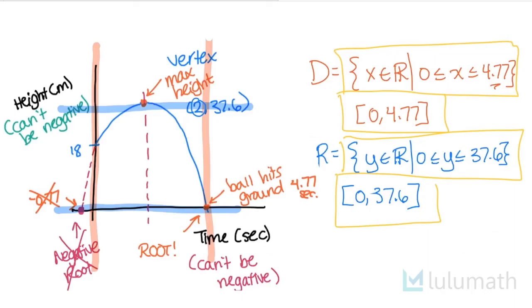Before we end this video, I just want to specify that these restrictions are not just for quadratic relations. Real life can restrict all kinds of functions and relations that we look at, especially if we're talking about time and other types of things that can't be negative.